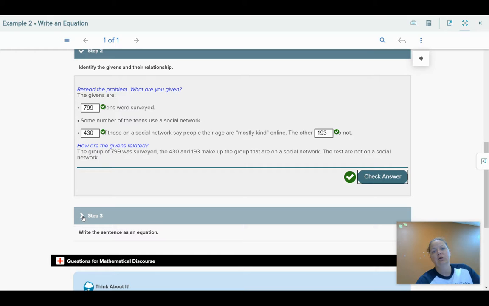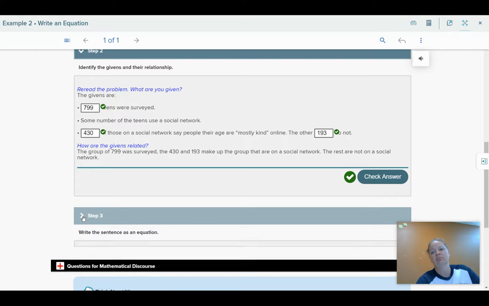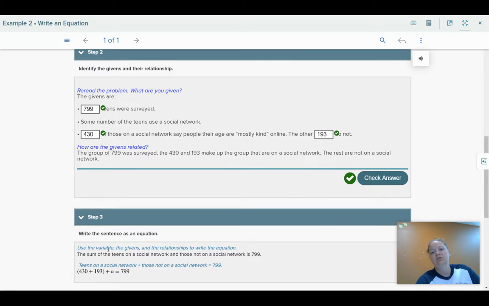Step 3, use the sentence as an equation. Use the variable, the givens, and the relationships to write the equation. The sum of the teens on a social network and those not on a social network is 799. So we know we've got 430 plus 193 plus some unknown number, and that has to equal 799.